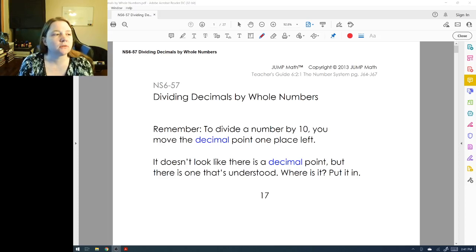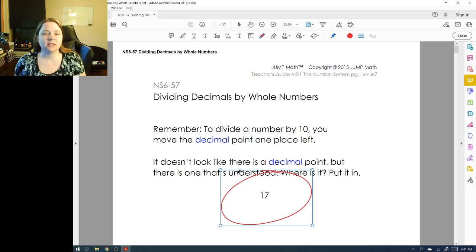This video is going to talk about dividing decimals by whole numbers. We've talked about this on a previous video, but remember that to divide a number by 10, you move the decimal point one place to the left. First off, if we look at this number 17, it doesn't look like it has a decimal. Remember that when you don't see the decimal in a number, it is at the end of the number, like a period in a sentence.